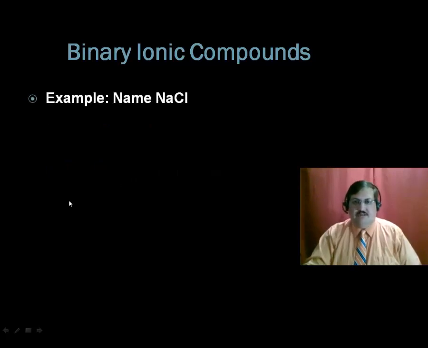Let's go through an example. This is perhaps one of the most famous binary ionic compounds, and I use this as my first example because it's a good way of remembering the rules if you get lost. A lot of people know what this is called, and it's easy to remember, so you can use this formula to work backwards as well.